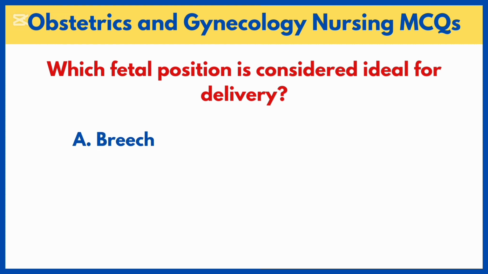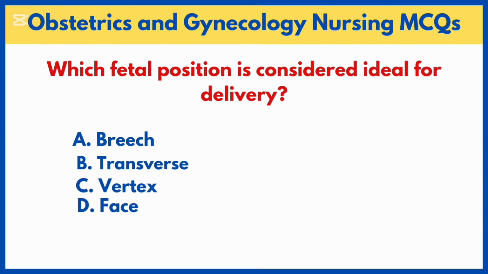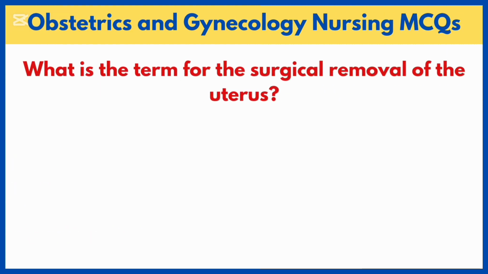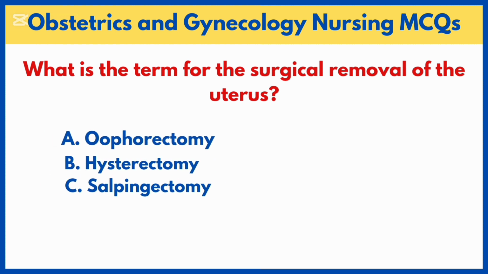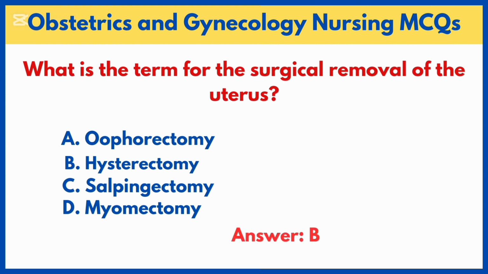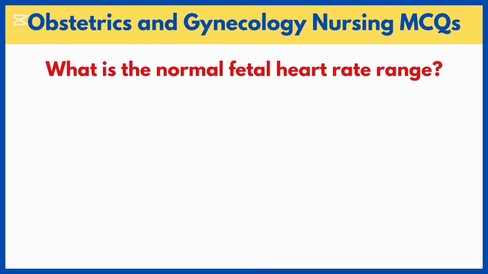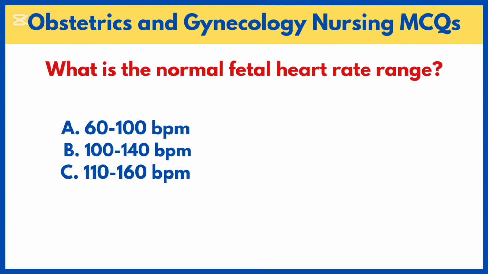Which fetal position is considered ideal for delivery? Correct answer is option C, vertex. What is the term for the surgical removal of the uterus? Correct answer is option B, hysterectomy. What is the normal fetal heart rate range? Correct answer is option C.